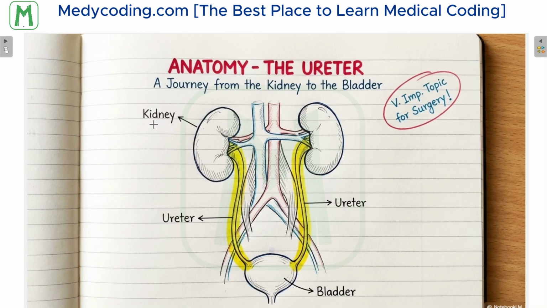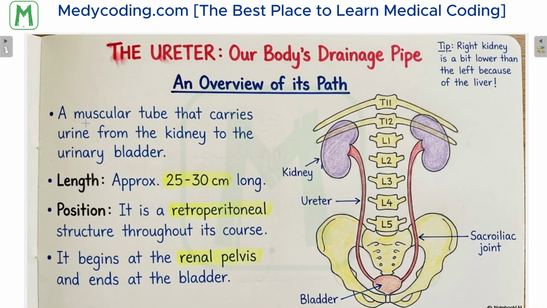So this is the second lecture of anatomy, and in this lecture we are going to study the second organ, that is ureter. The ureter is the second organ of the urinary system. The first organ, kidney, we already saw. This lecture is all about the ureter. So let's get started. The ureter is a tube that carries the urine from the kidney to the bladder.